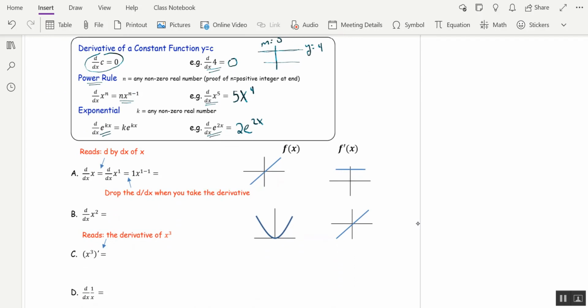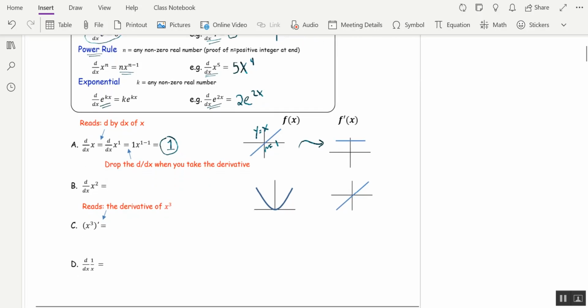The derivative of x, so this reads d by dx of x. Think of x as x to the 1. I use the power rule. I brought the 1 down, and then I get x to the 1 minus 1, which is x to the 0. So the derivative of x is 1. Now geometrically, y equals x is a straight line, and the slope is 1. So the derivative is 1.